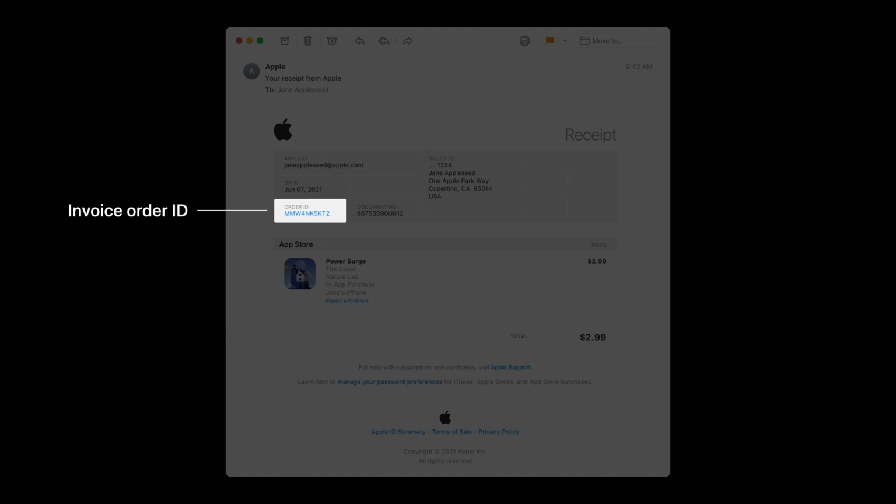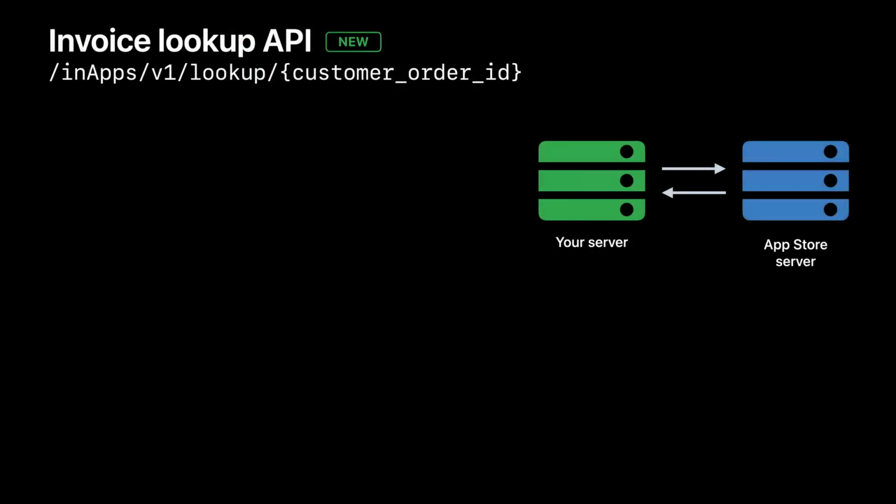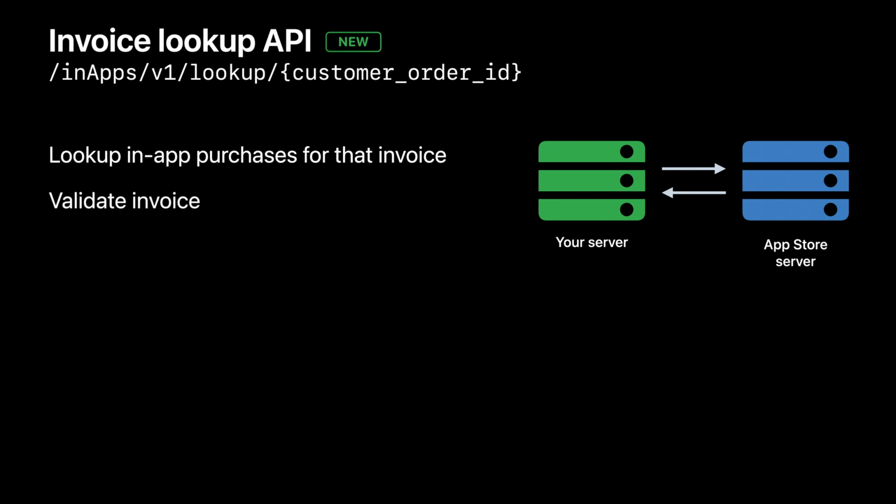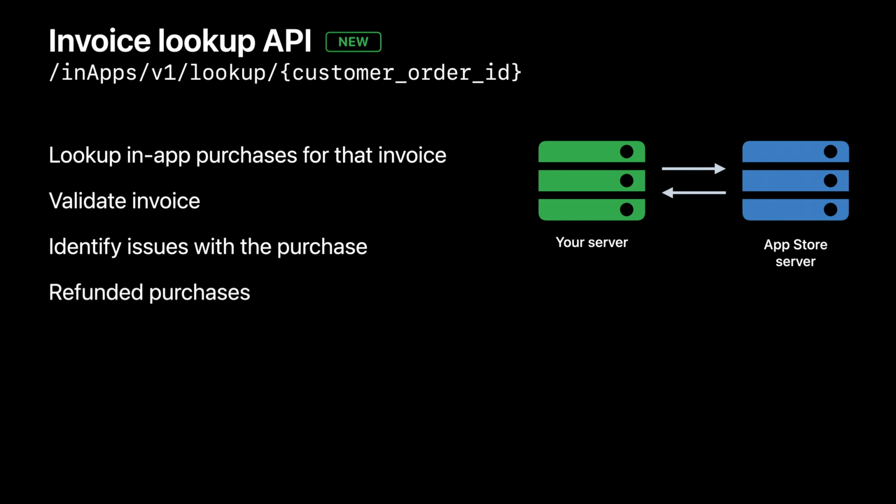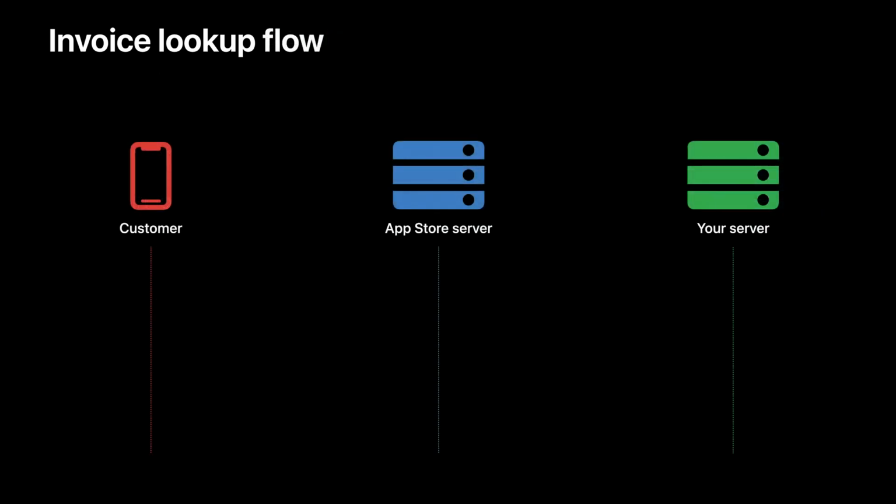And now when a customer contacts you for support, you can ask the customer for the order ID on their invoice and use a new server-to-server API to look up in-app purchases for the invoice presented by the customer. In addition to validating the invoice, this API also helps you identify any issues with the in-app purchase. For example, if the invoice contains any purchases that have already been refunded by the App Store. Now let's take a look at how this API works.